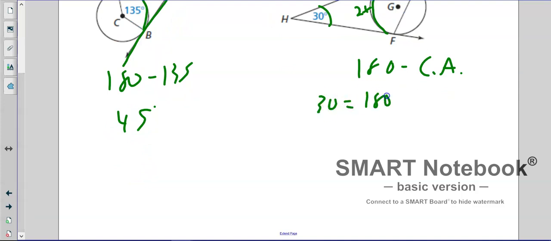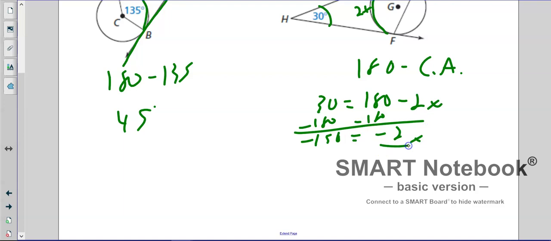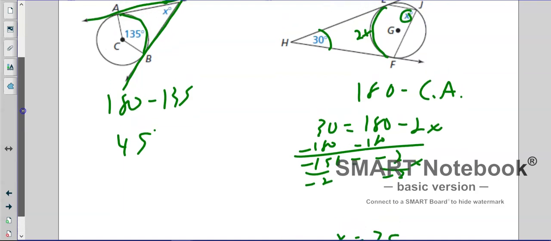30 is equal to 180 minus 2x. So we subtract 180 from both sides. That gives me negative 150 equals negative 2x. So when I divide by negative 2, x ends up being 75. So we had to combine two ideas there to solve that problem.